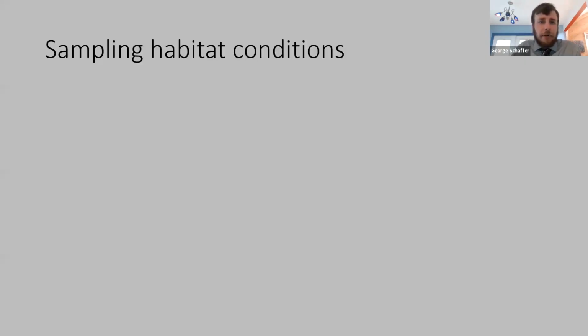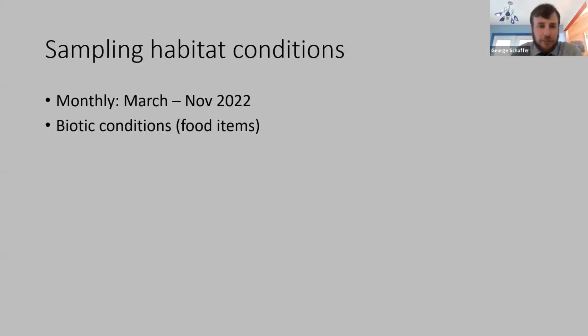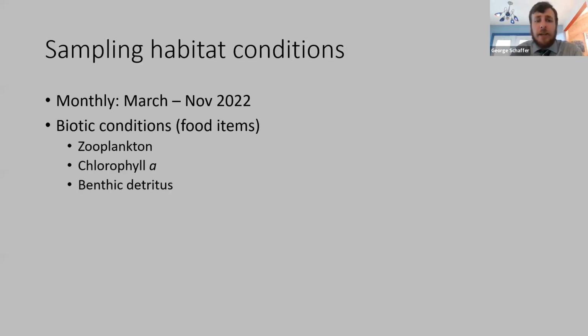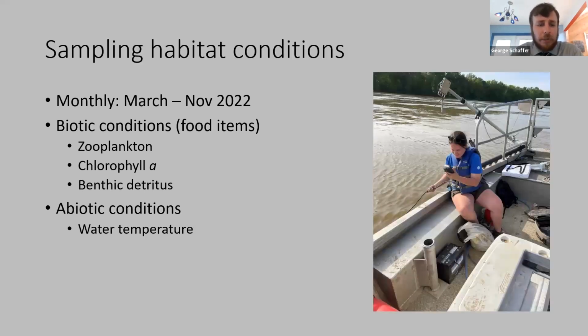So for our sampling events, they occurred monthly between March and November 2022, and we collected a variety of biotic conditions such as zooplankton, chlorophyll A for phytoplankton abundance estimates, and benthic detritus. But we also collected abiotic conditions such as water temperature, dissolved oxygen, and water velocity.